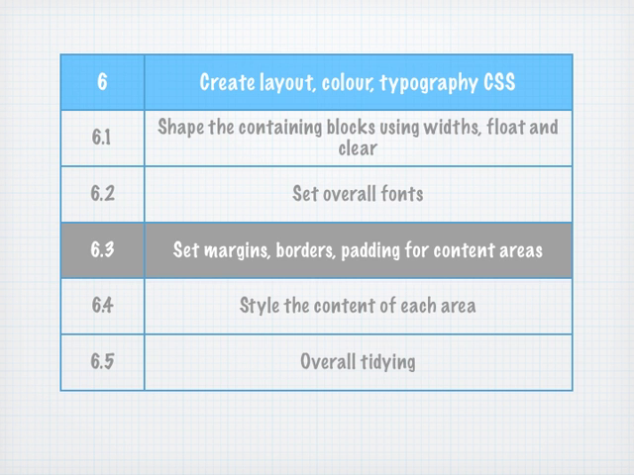Now the next 3 steps basically are all to do with shaping the individual content areas themselves. So that will be in the next video. But 6.1 and 6.2 are really to do with shaping the document as a whole. So that's why we'll stop there. So the next one we'll do 6.3, 6.4 and 6.5.